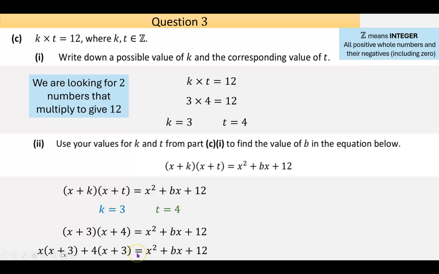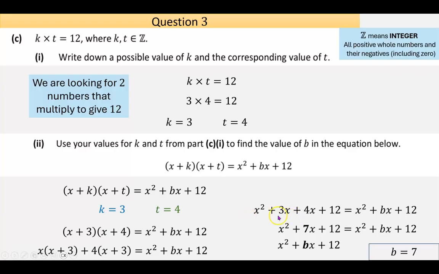And then I just go left to right, okay, and I get x times x is x squared, x times 3 is 3x, 4 times x is 4x, and then 4 times 3 is 12. Now I'm almost there. If I just combine these x terms, I end up with x squared plus 7x, 3x plus 4x is 7x. The 12 doesn't change. My b value corresponds here, and that's the answer.